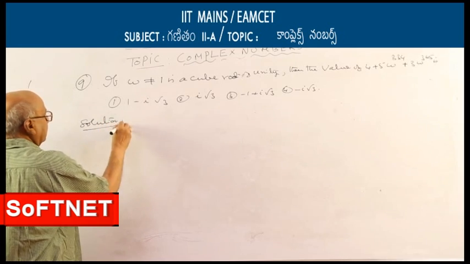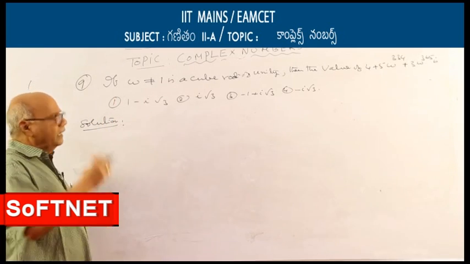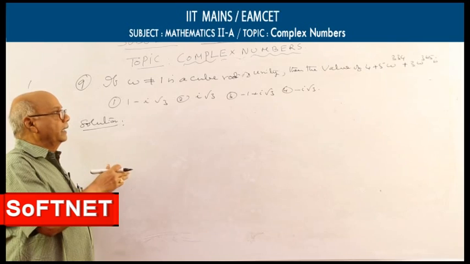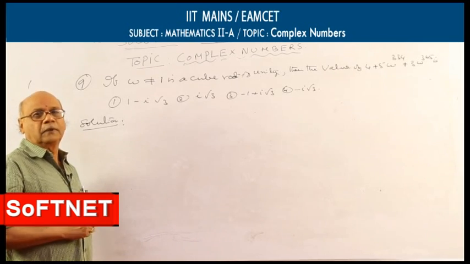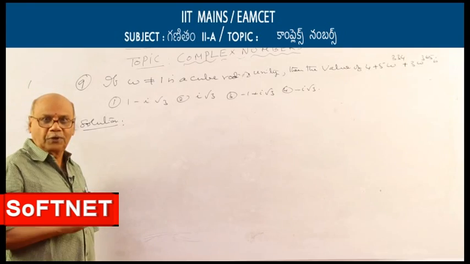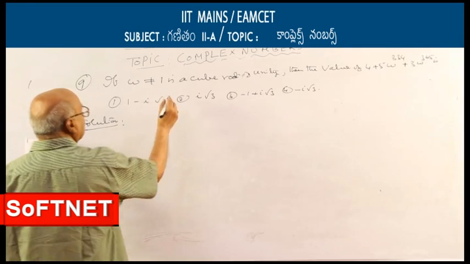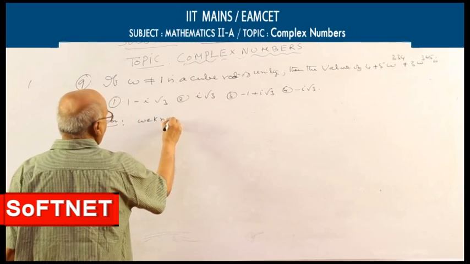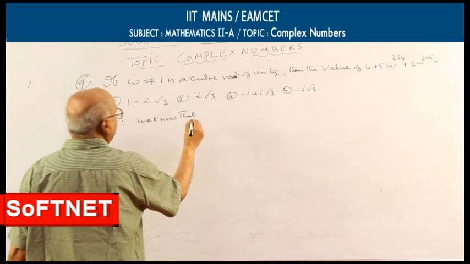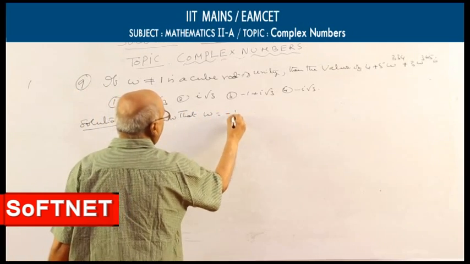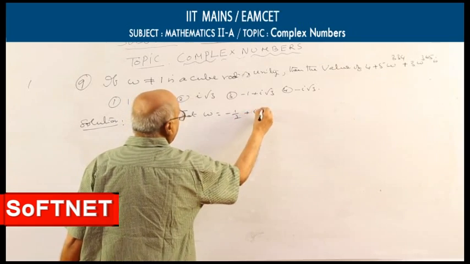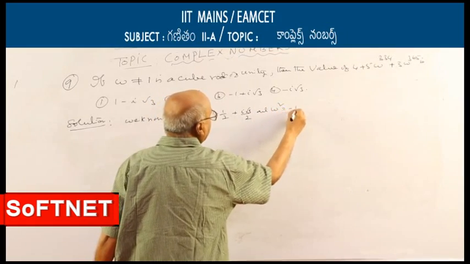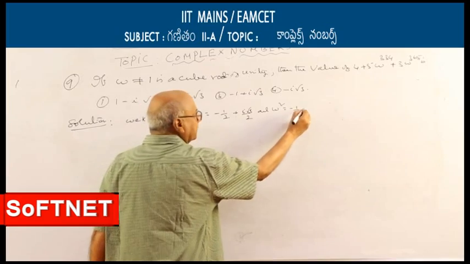And why I am stressing on the cube roots of unity, you will certainly get a problem on this in any competitive examination, Eamcet or mains. So that's why, so that you can remember the properties of the cube roots of unity. So now we know that omega is equal to minus 1 plus i root 3 by 2 and omega square is equal to minus 1 minus i root 3 by 2.